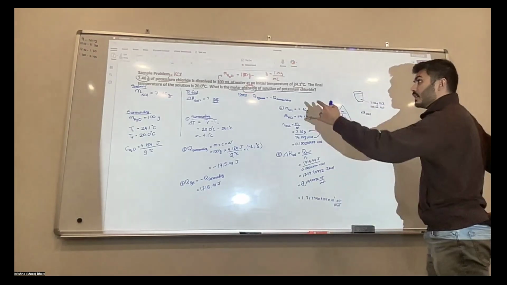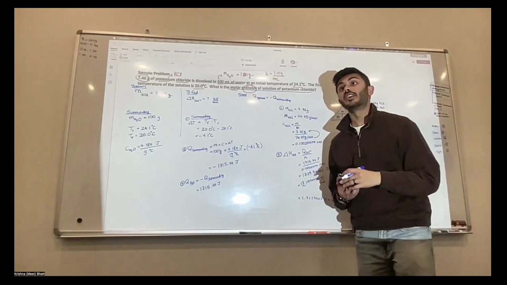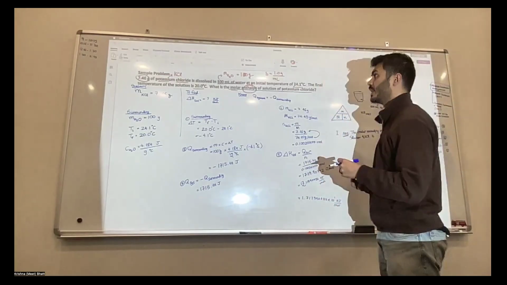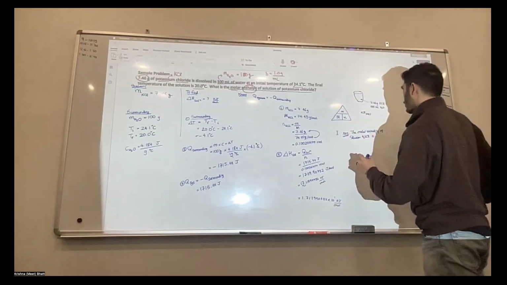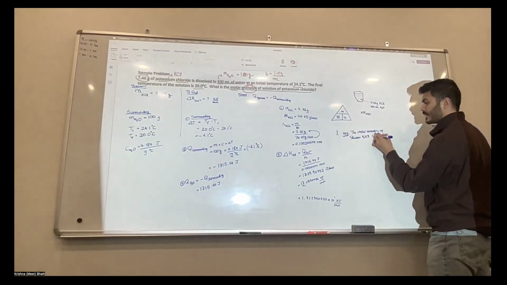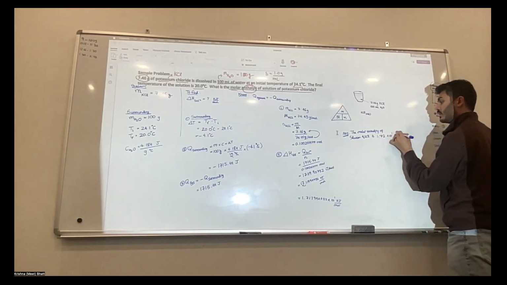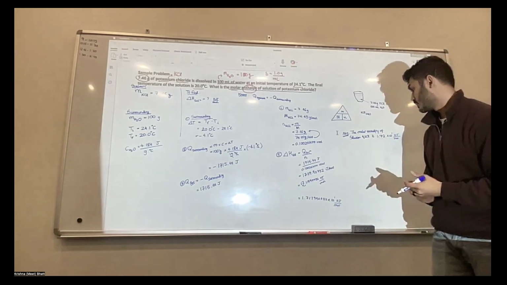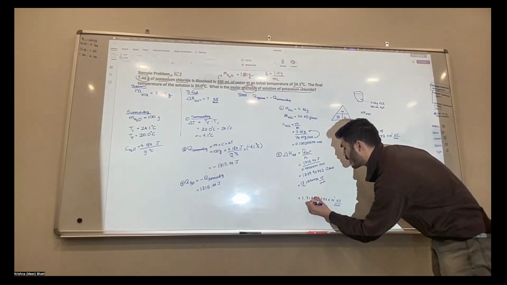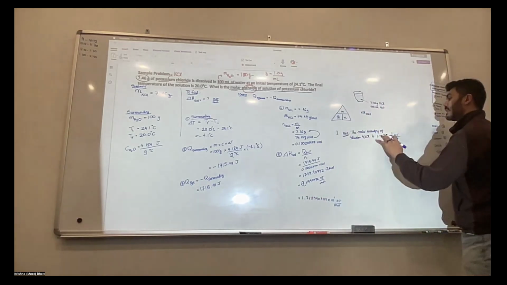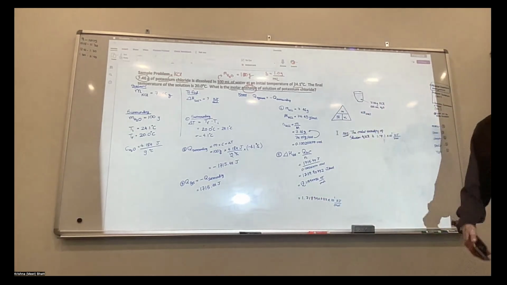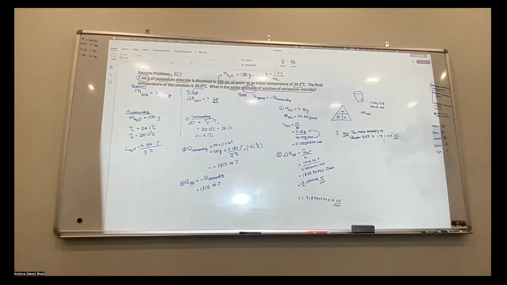And then finally, how many significant figures do we need? 3, right? So our answer is going to be 1.71 times 10 to the power of 1 kilojoules per mole.